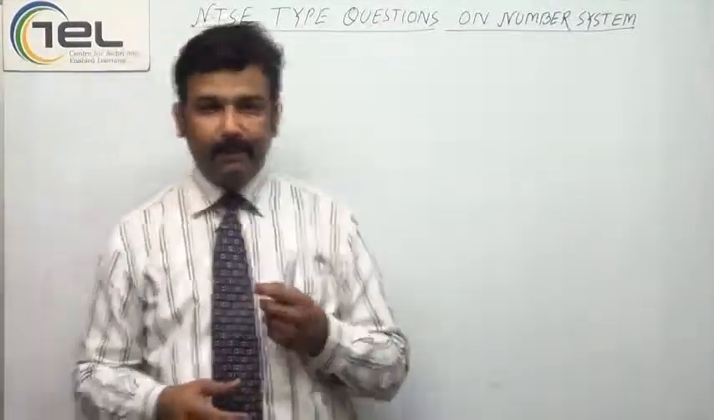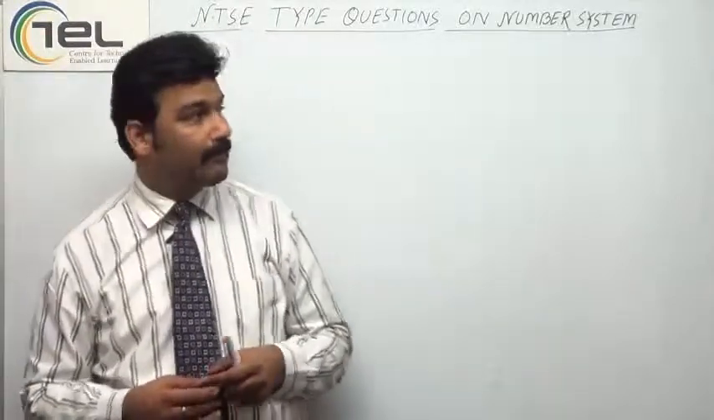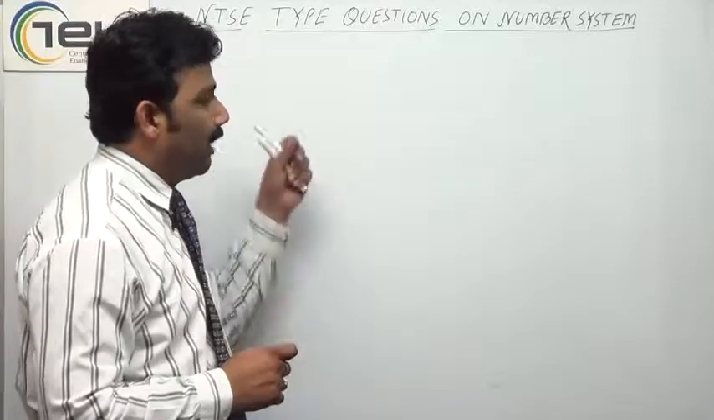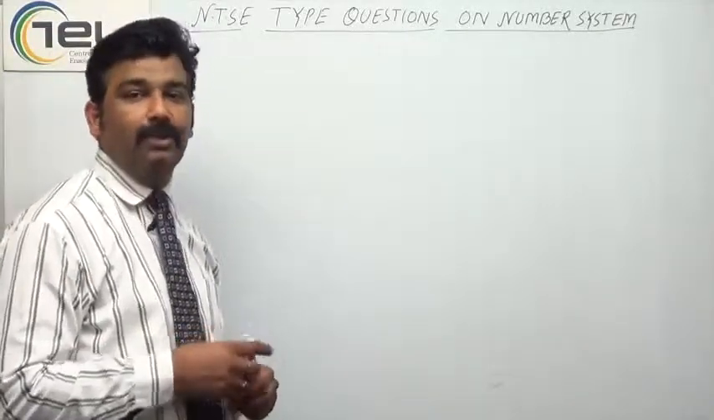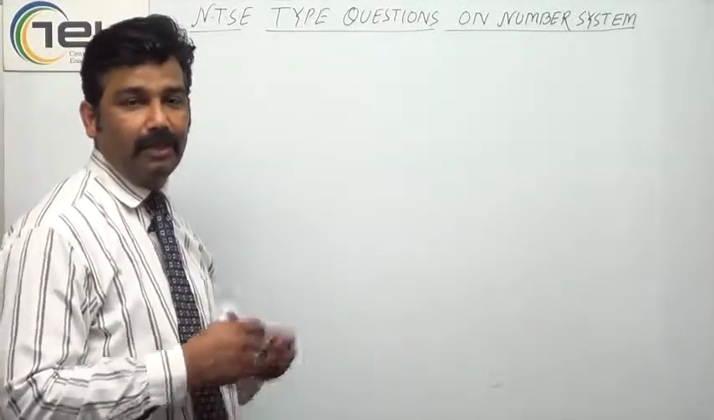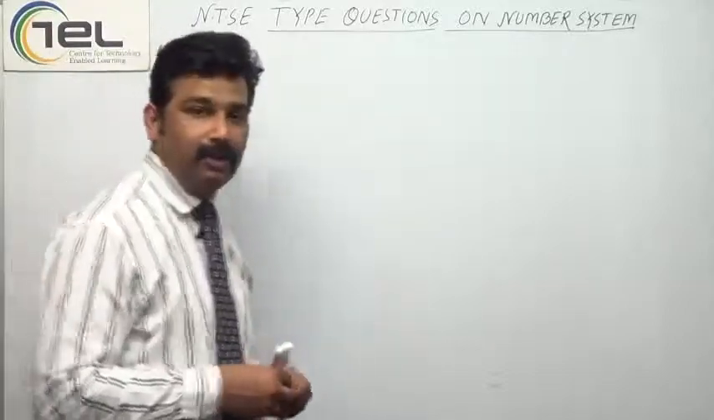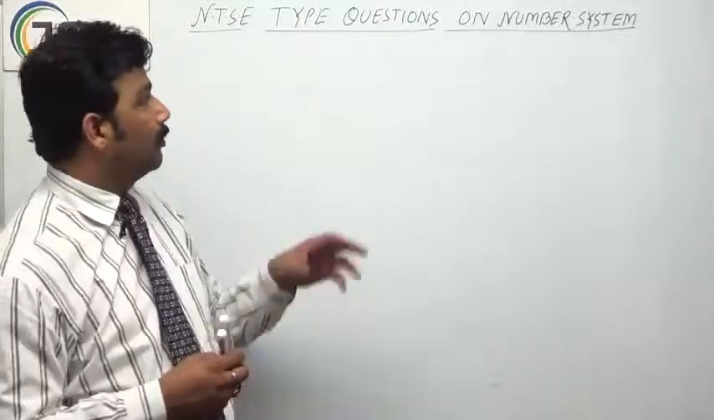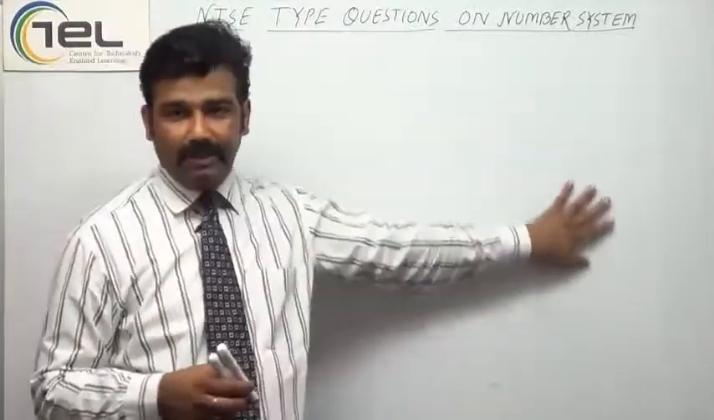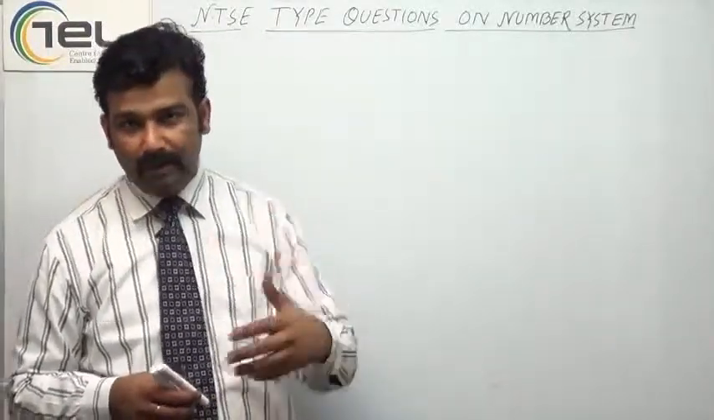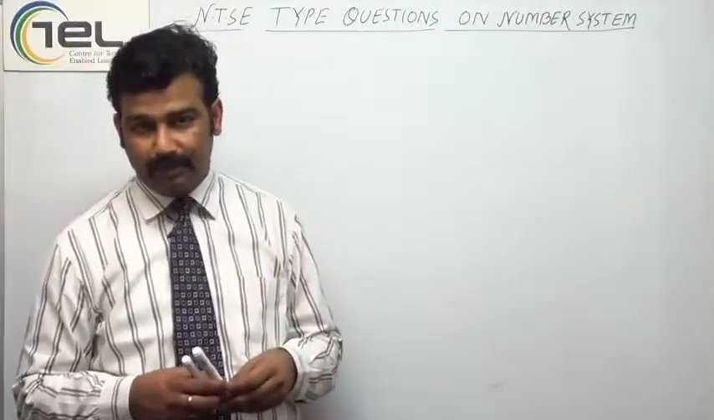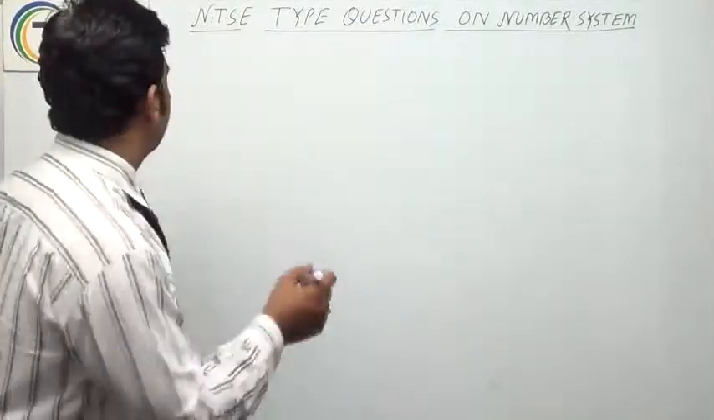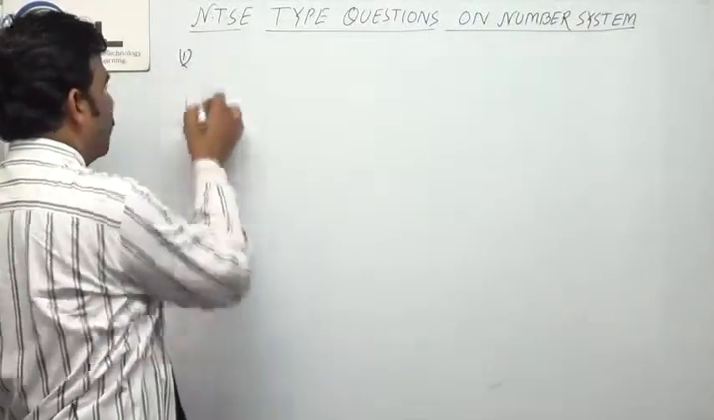You will get that sheet of questions, but I will write each and every question with that. You will get a printed sheet, and you will get a soft copy of that whenever you want. So, NTSE type questions. Let's say I will start with the very first question, and I will write the question with the options.